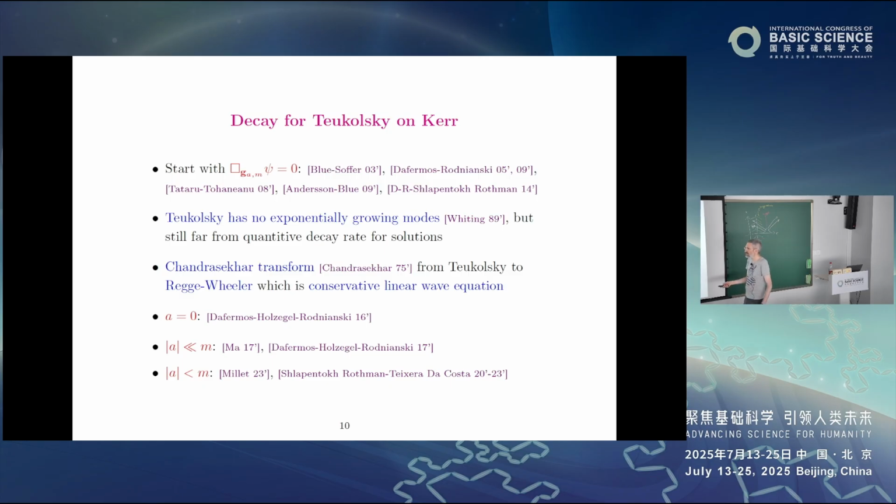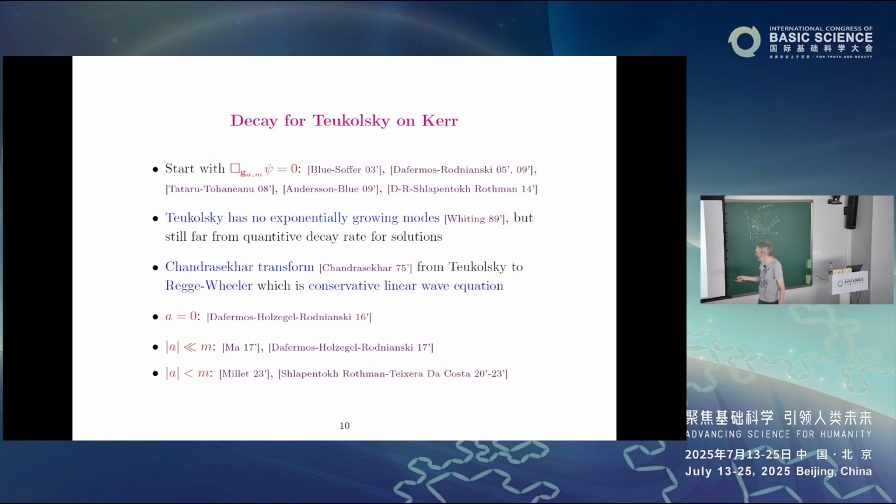This was later extended by Ma, who's in the room, to the case of Kerr for small angular momentum, and independently by Dafermos-Holzegel-Rodnianski. And then it was extended to the full subextremal range recently by the work of Millet and the work of Shlapentokh-Rothman, Teixeira da Costa. And here I should mention that all the works on this slide, except the one of Millet, fit in a framework that I would loosely call a physical space method, or let me call them generalized vector field methods, while the work of Millet uses spectral methods, which originate from the work of Hintz and Vasy, which I will mention later.